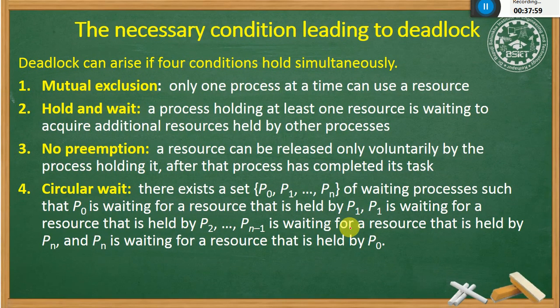Yes, these are the four conditions: mutual exclusion, hold and wait, non-preemption, circular wait. My dear students, you must draw the diagram and explain these four conditions. Mutual exclusion, one resource, one process. Hold and wait, one process is holding the resource while another is requesting. Non-preemption, after the completion of the process completely, it will release the resources. Circular wait, interdependency of the resources.